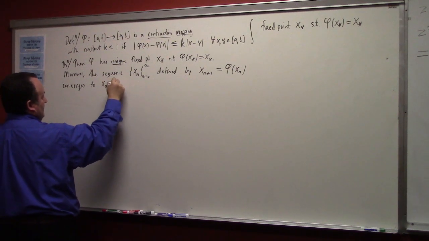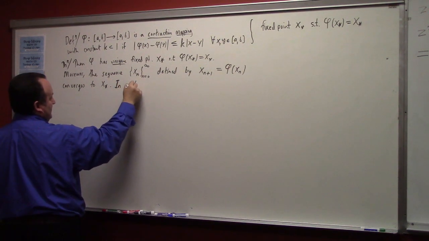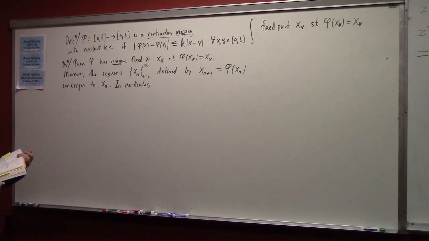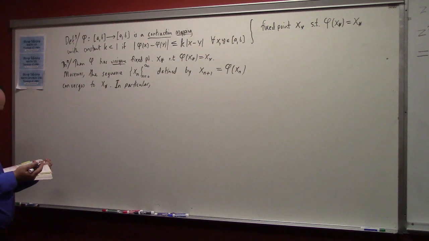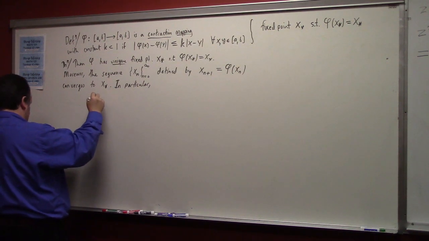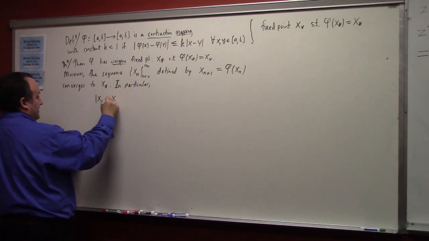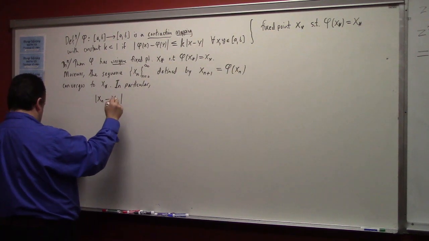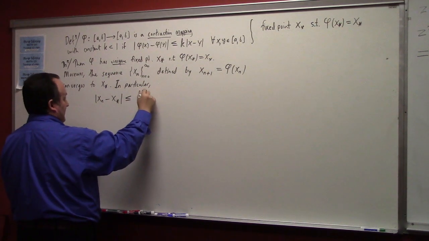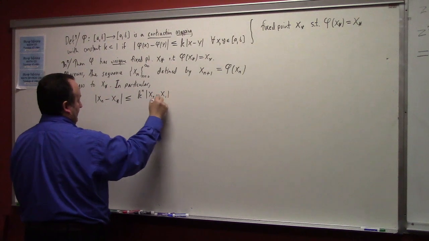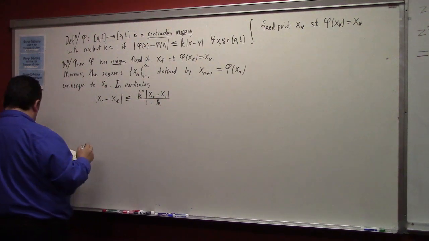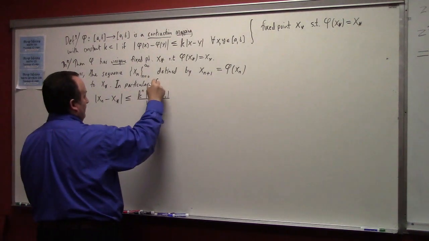Moreover, well, in particular, I already used a moreover, so now I'm back to in particular. Trying to keep my English varied here. It's not my English either. I'm just reading out of Edwards here. But check this out. The absolute value of xn minus x star is less than or equal to k to the power n times the absolute value of x naught minus x1 divided by 1 minus k, for each n.